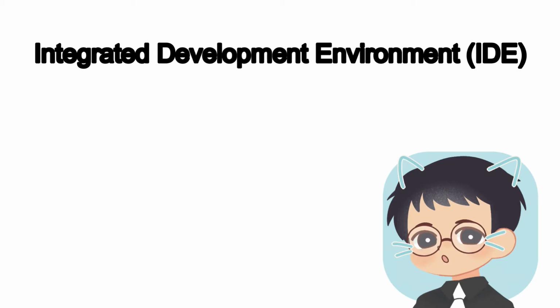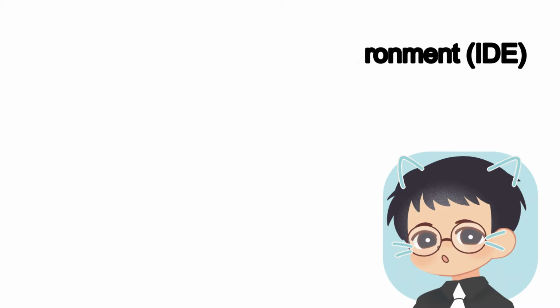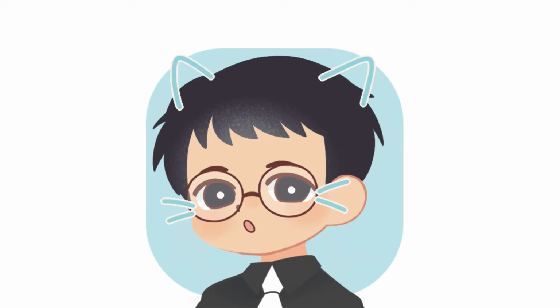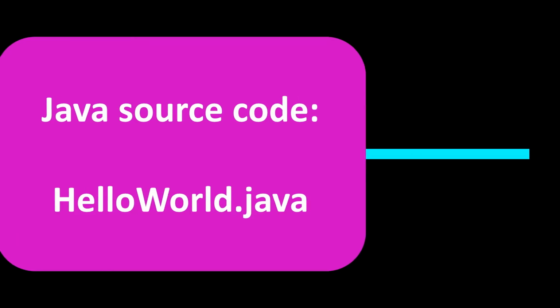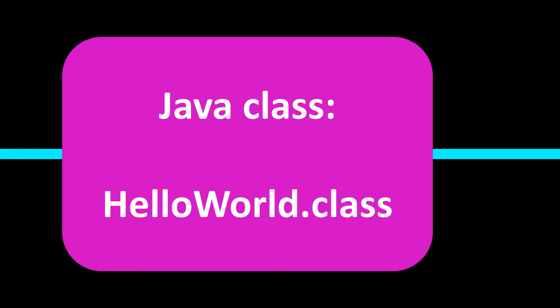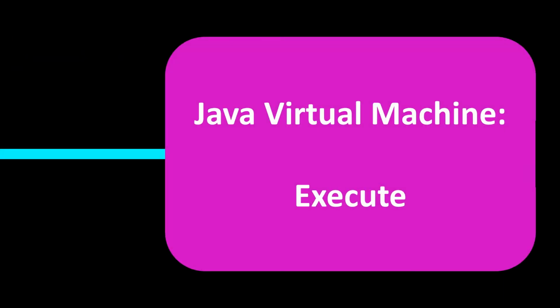To create your Java source code, you need to use a text editor or an integrated development environment or IDE. Some examples are Notepad++ and NetBeans. To see how your Java code becomes a program, let's look at this flowchart. Your source code will be compiled using a Java compiler, which will convert your source code into a Java class. This will then be executed by the Java Virtual Machine or JVM and will present what your code tells it to do.